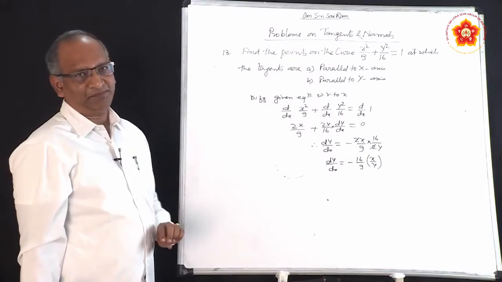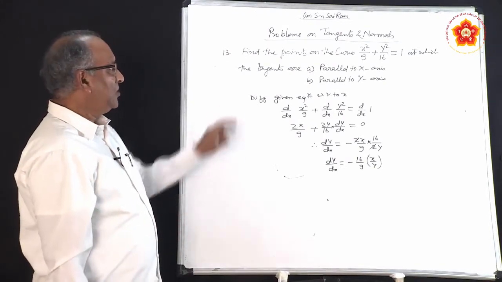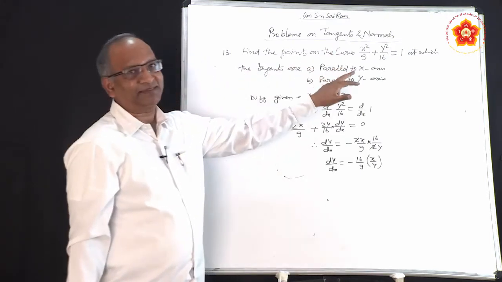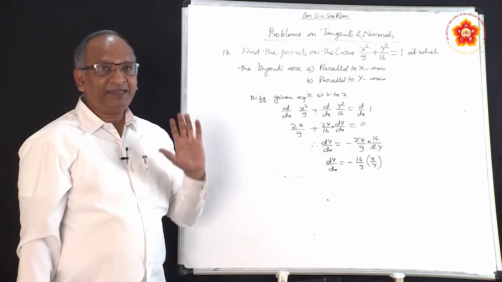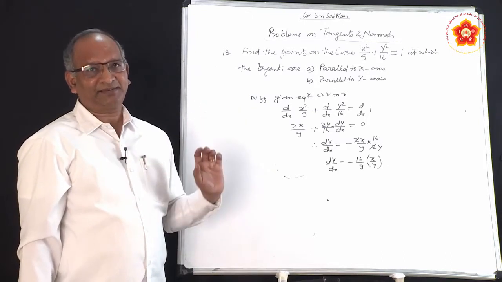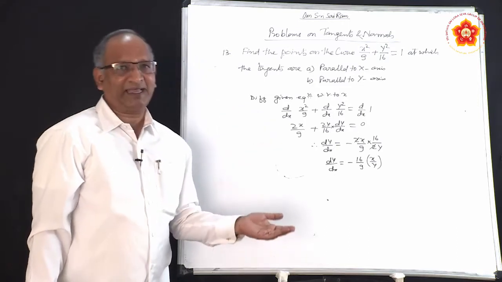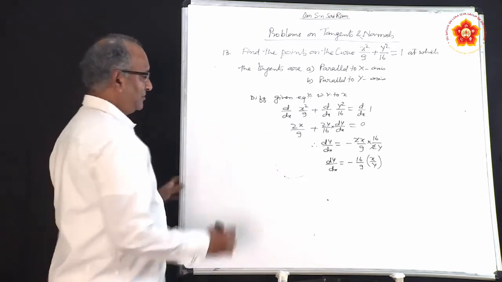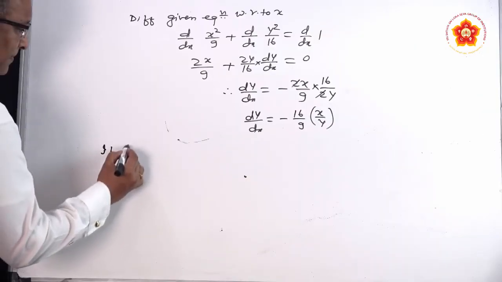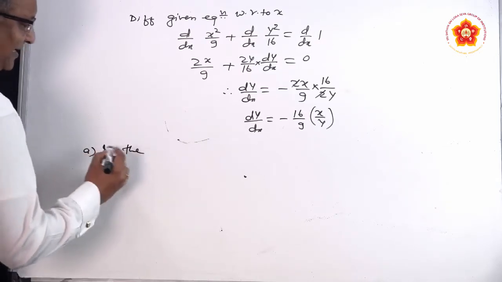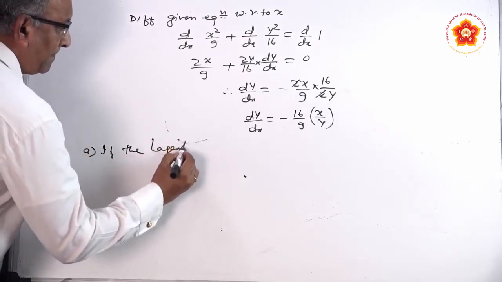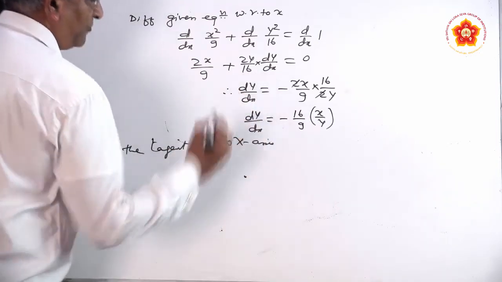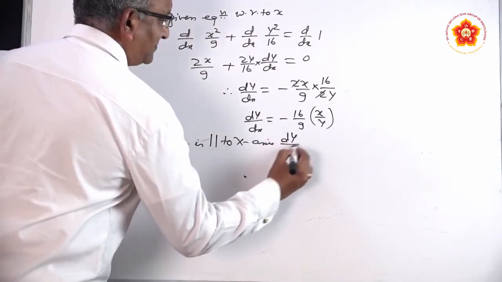Now, go back to the problem. What is that he wants? He says find the points on this particular curve at which the tangents are parallel to x axis. What happens if the tangent is parallel to x axis? If the tangent is parallel to x axis, the derivative or the slope will be 0. In the first part we are dealing, if the tangent is parallel to x axis, what happens? dy by dx equal to 0.